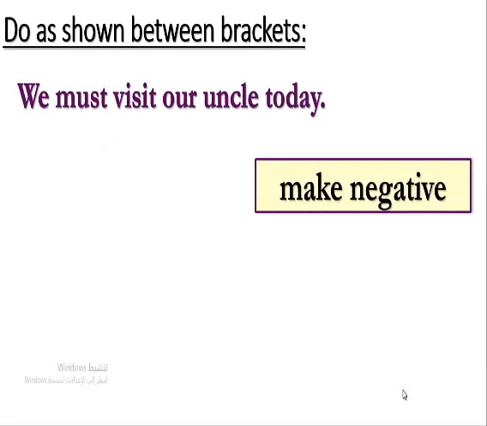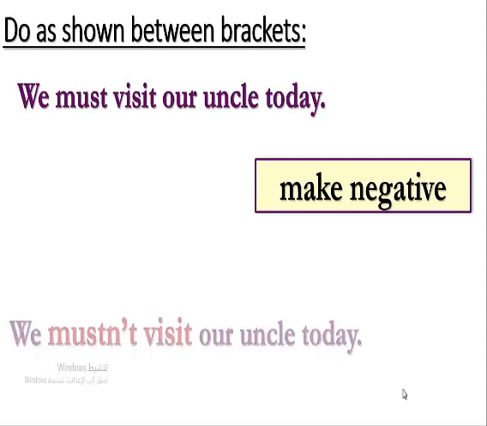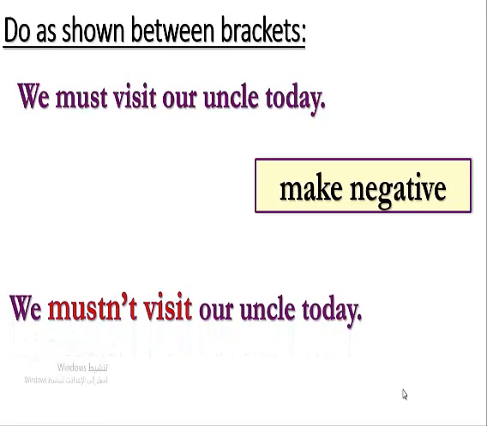Sentence number 2. We must visit our uncle today. Make negative. We have a modal verb must in this sentence, so only put not after must to make this sentence negative. So the correction is we mustn't visit our uncle today.